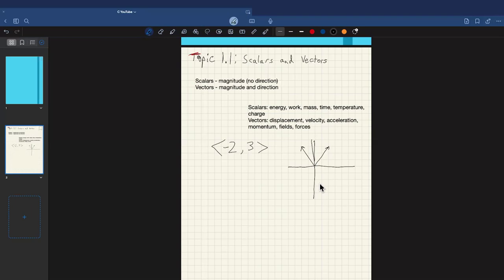So that is one notation that you typically see for vectors in your mathematics classes. However, that is not the only way that you can actually represent vectors.